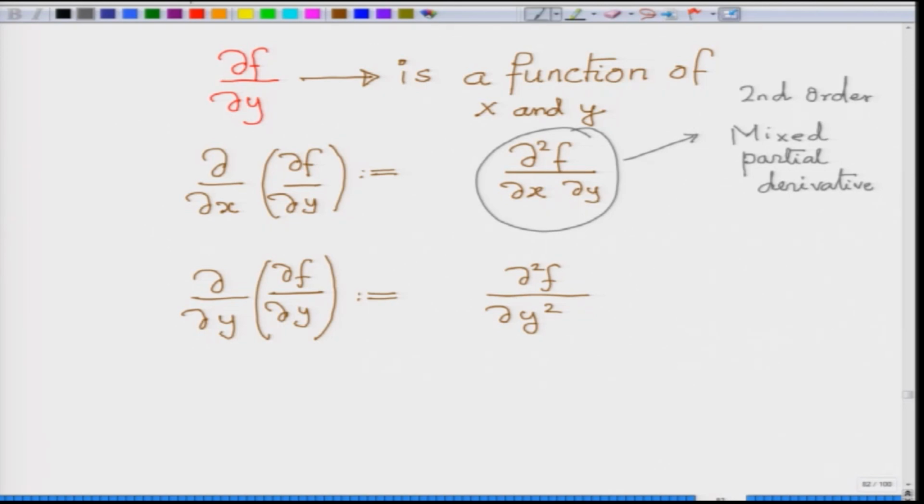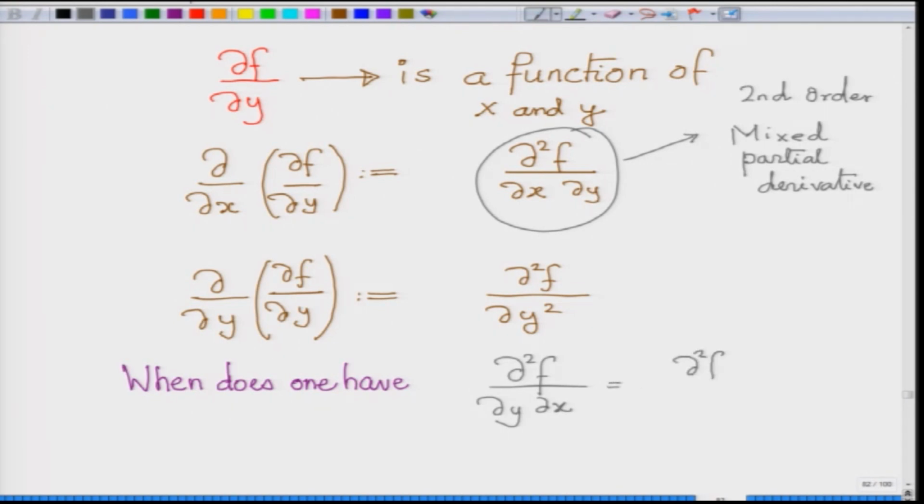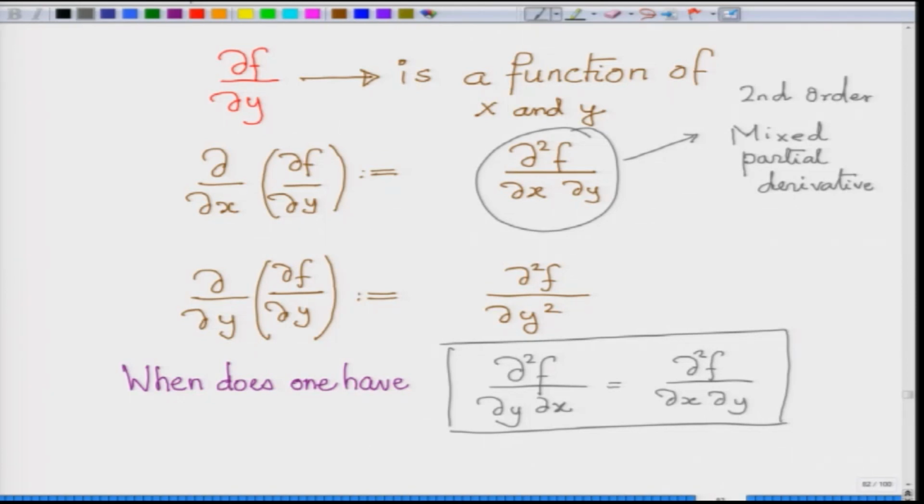An interesting question, an intriguing one is when does one have del 2 f del y del x equal to del 2 f del x del y. Let us see through some examples whether this happens or not, or it is always different. So, this is the question, when does this happen, when can we say that these two are equal, because that has its own advantages.